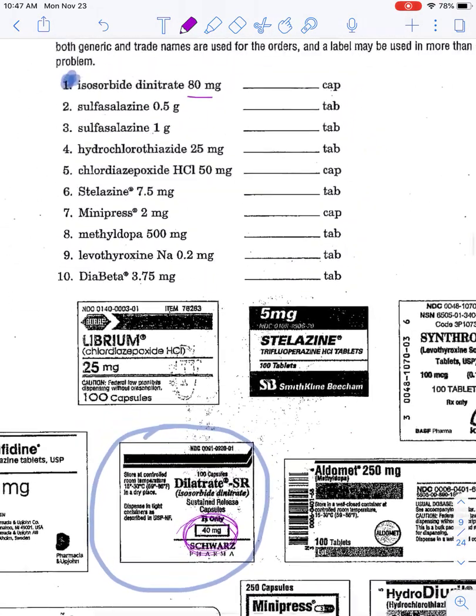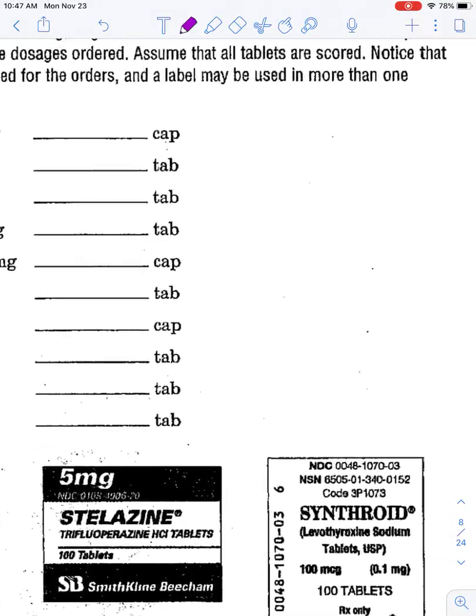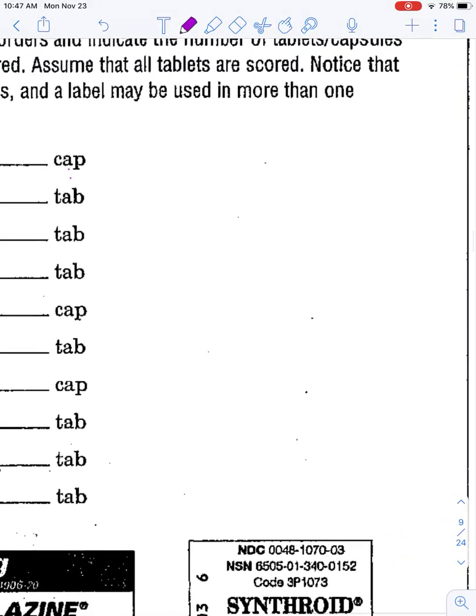Now, that may be really easy for you to do in your head, but I want to make sure you get in the habit of setting it up how the nursing school would like you to set it up. So we say the available compared to the order. And available, we just read it off of the label, that it was 40 milligrams in one capsule.